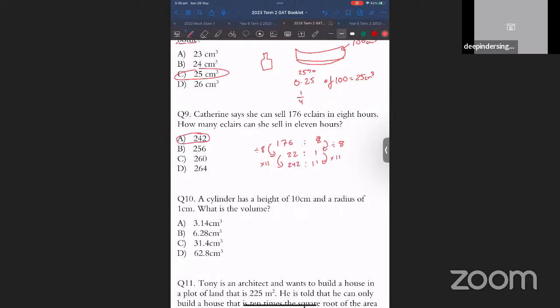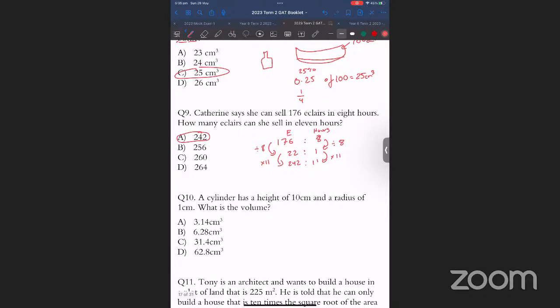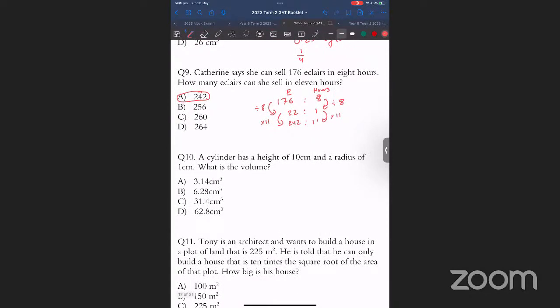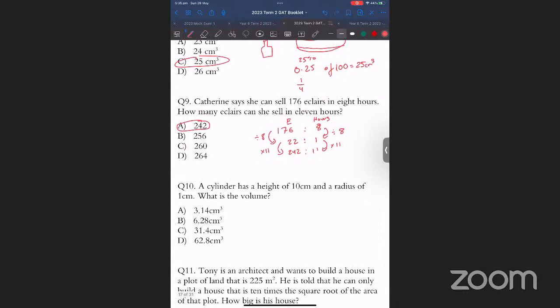242. Pretty straightforward. So eclairs hours. All right, you're right, I'm going a bit too fast. Okay, I'll slow down a bit.